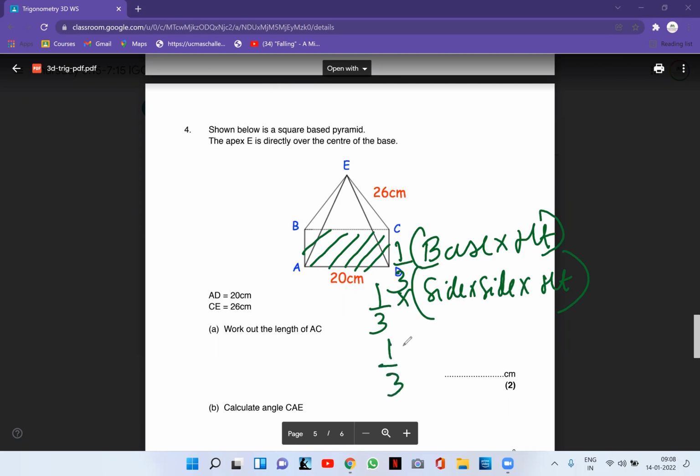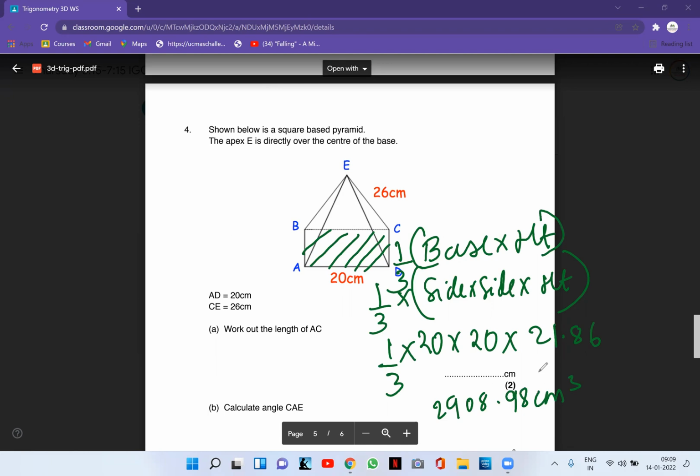So 1/3. We know side over here is 20, and we got height in part C, which is 21.86, which we have already calculated. So when we calculate this on the calculator, we will get 2908.98 centimeters cube. Right, kiddos?